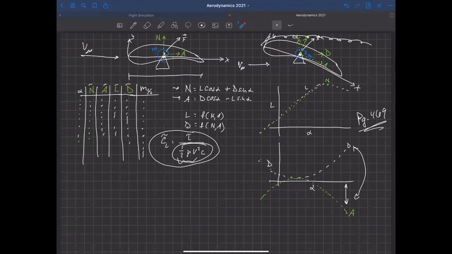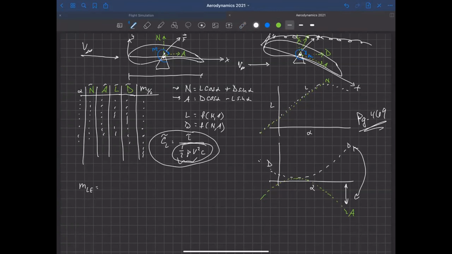The quarter chord is something that's of interest to us, or the leading edge. The leading edge is a nice place to think about, although that information is not super helpful. But what if we wanted to figure out what the moment was at another location here? Well, let's work through that and figure it out. Let's start with the leading edge. So the moment at the leading edge, how would I compute the moment at the leading edge?